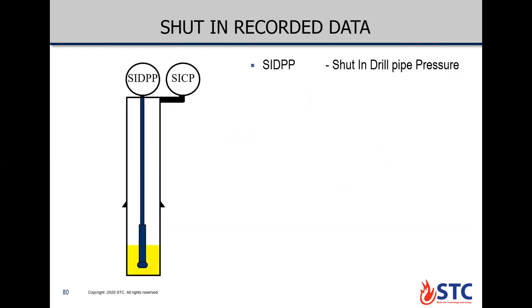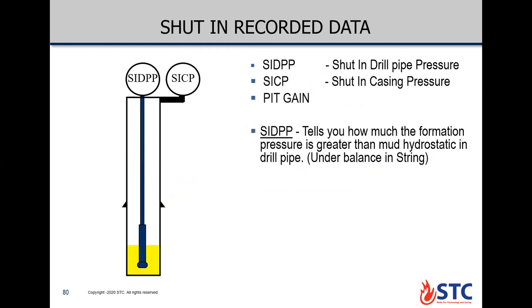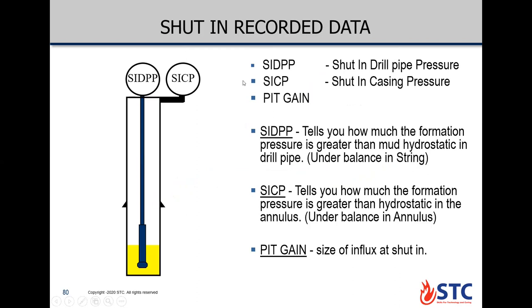Now, after shutting the well, open HCR to record the pressure, we have the recorded data: shut in drill pipe pressure, shut in casing pressure, and pit gain, okay? So shut in drill pipe pressure tells you the difference between the hydrostatic pressure in the well and the formation pressure. And shut in casing pressure tells you the difference between the formation pressure and the hydrostatic pressure in the annulus side. So shut in casing pressure is always larger than shut in drill pipe pressure by the loss in the hydrostatic pressure due to the existence of the influx in the annulus side. Pit gain here is the size of the influx at shut in.